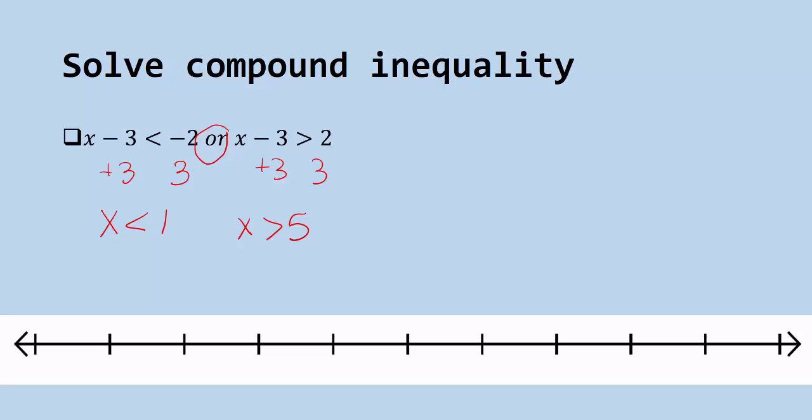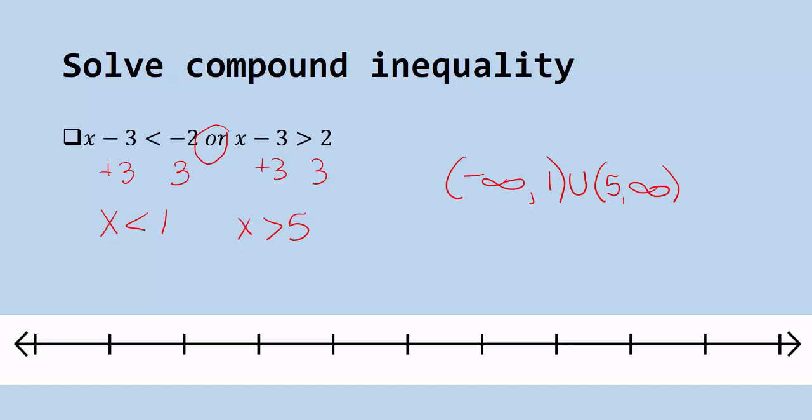And here's the key, the word or. So my first one, since it's less than 1, goes all the way to negative infinity. And then it reaches the number 1. The or means union. So now I'm going to put my union symbol. So my answer is either between negative infinity and 1, or it's greater than 5 and off to positive infinity. That U represents my or statement.